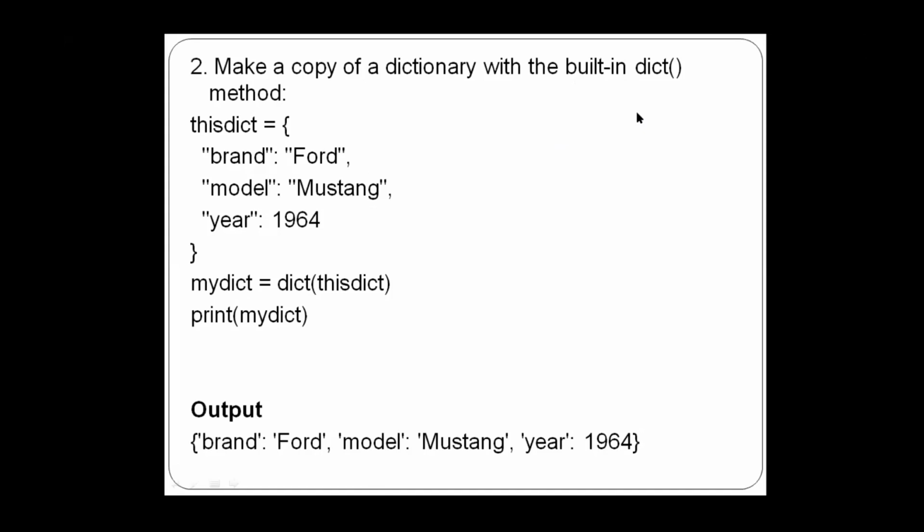So to copy a dictionary, you have two methods. One is your copy method. The other is using your built-in dict method, or you can also call that your dict constructor. Just like your list, your dictionary has also got a constructor.